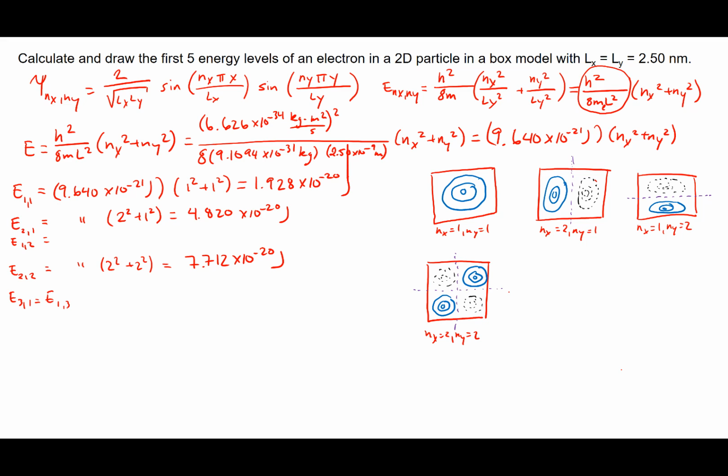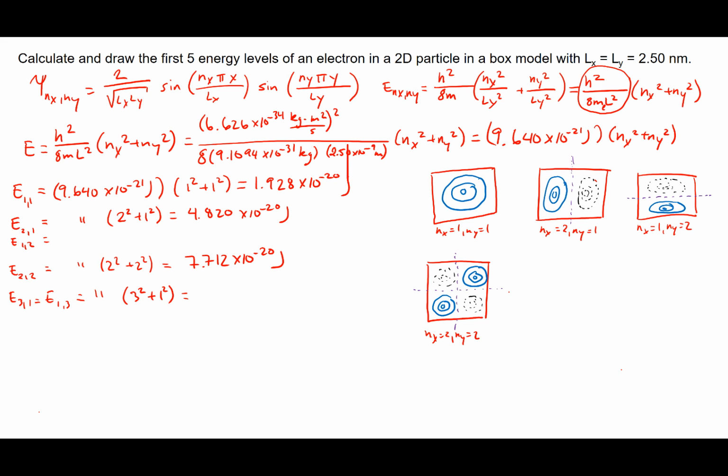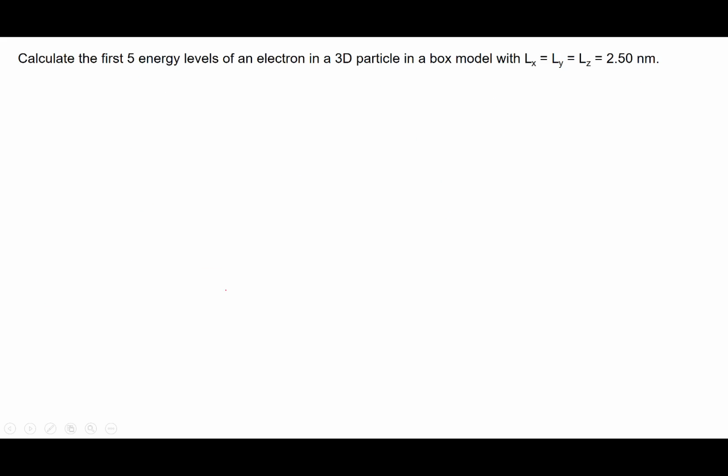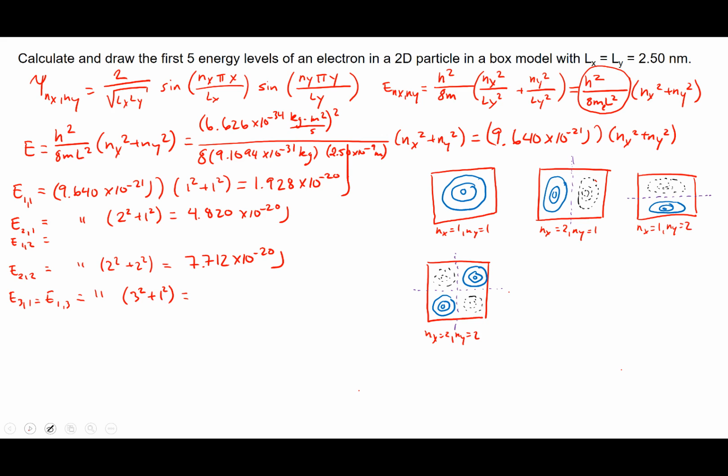Because I'll also calculate out the 3, 2 and the 2, 3. But we have this right here, right? And so again, we're just going to use that constant that we'd already calculated out. And so now it's going to be 3 squared plus 1 squared. So that comes out to being 10, right? Because 3 squared is 9, 1 squared is 1. Add those two together, we get 10. And so now what we have is that the value is going to be 9.640 times 10 to the negative 20 joules, right? So that's what that energy is going to be.